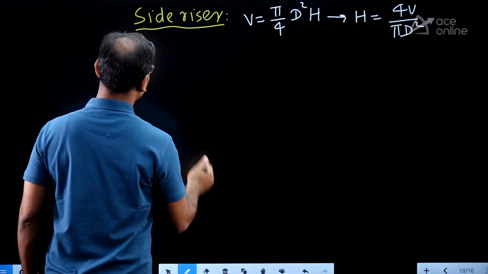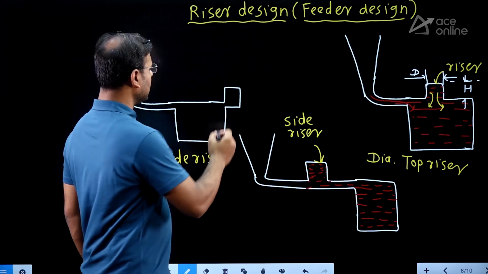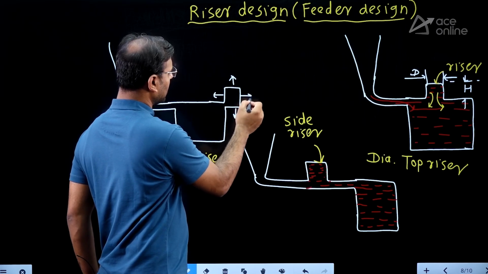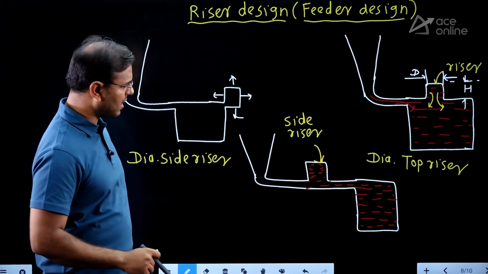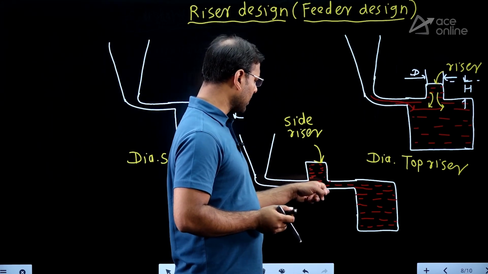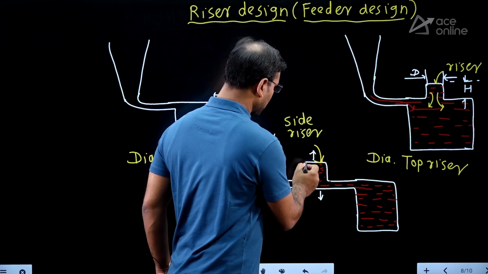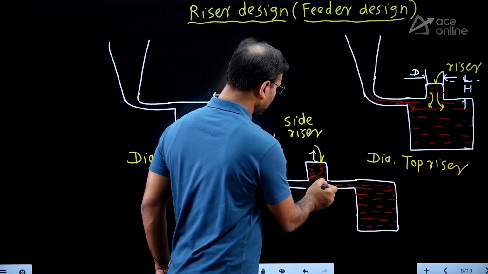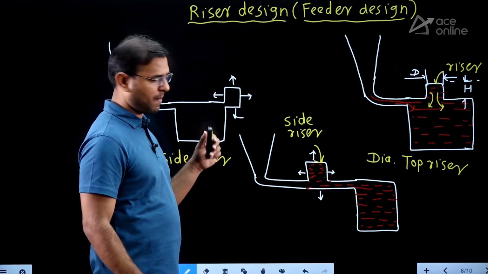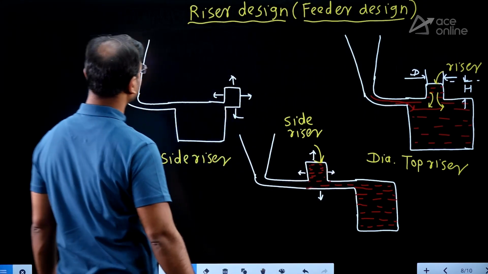Then here the surface area we have to write for the heat transfer. What is the surface area for side riser? Okay, the top is transferring heat, the bottom is also transferring heat, and this curved area is also transferring heat. You can say that this small area is not transferring heat, but we are neglecting it because it is very small. The same way we are neglecting here. Then top, bottom, and curved area are all transferring heat.